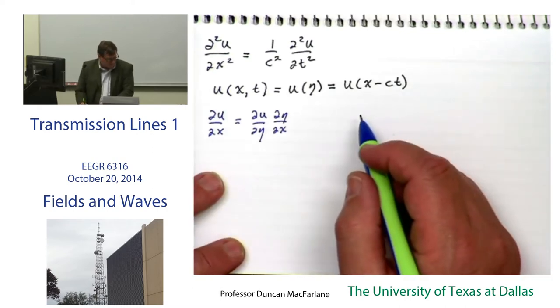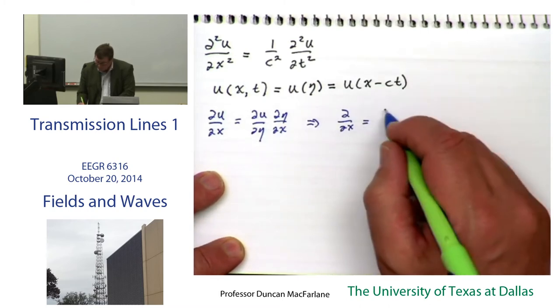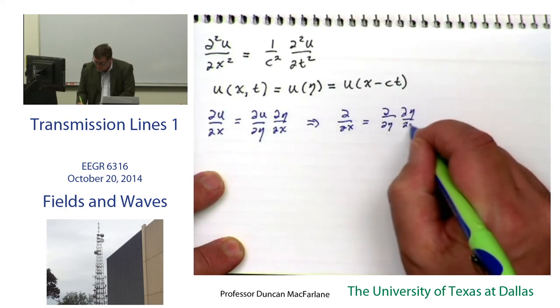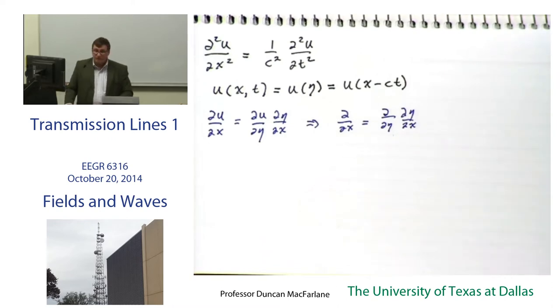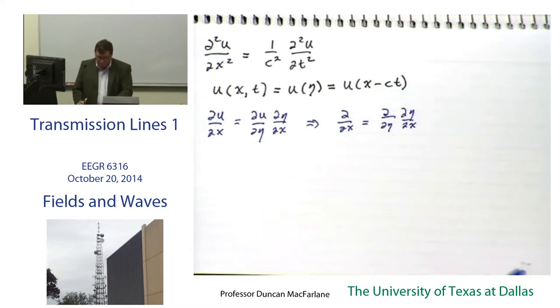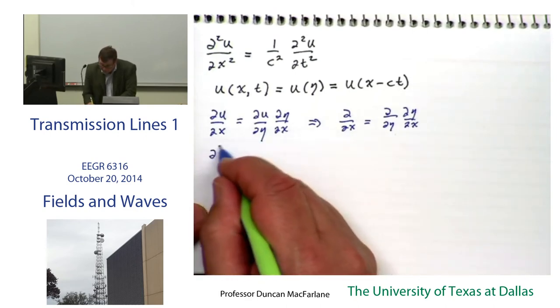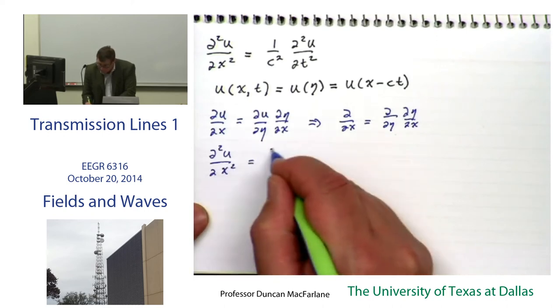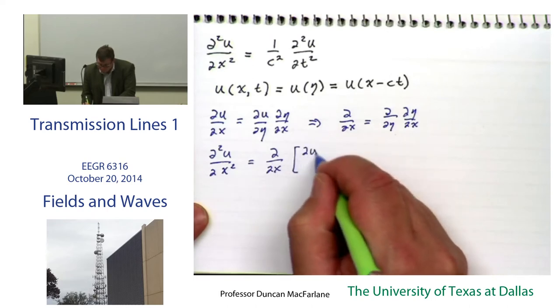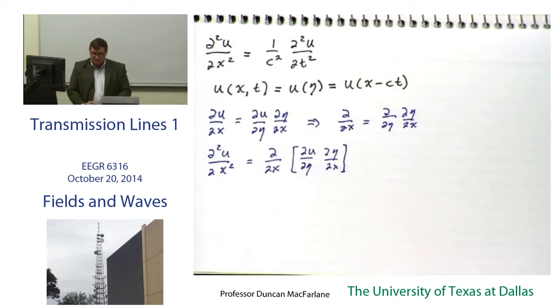And so the operator del by del x appears to equal del by del eta del eta del x. I could simplify that a little bit, but I'm not going to quite yet, because I hope it will be important for you someday to have a more general expression of this. So this is d by dx, but I need d2 by dx squared. So I have to do this again. So I have del 2u del x squared is equal to del by del x of del u del eta del eta del x. So now I have a product, so I have to use the product rule.